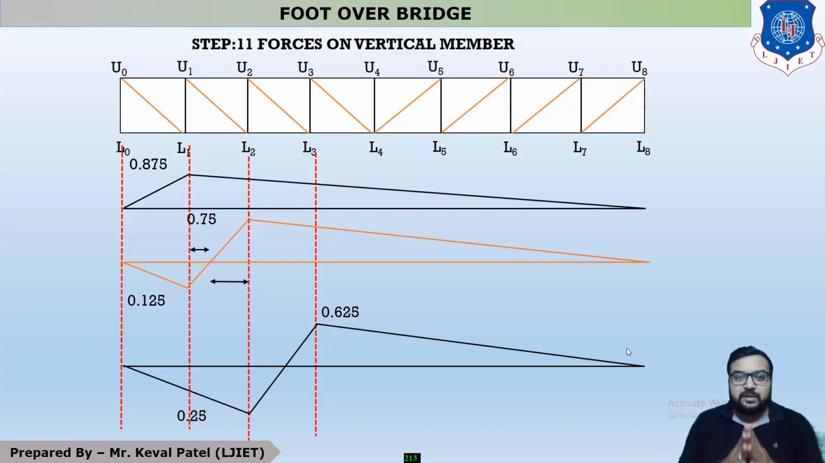In this last lecture, we will discuss the design of the bottom chord member. You all know that in a through type truss or through type foot over bridge, your top chord is always in compression and your bottom chord is always in tension. So whenever you have to design the top chord, you design for a compression member, and whenever you have to design the bottom chord, you design for a tension member.